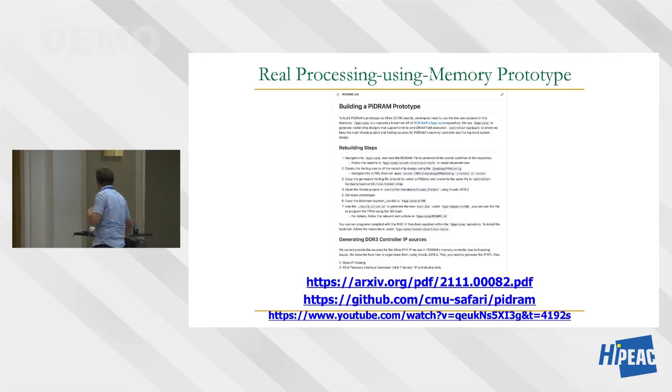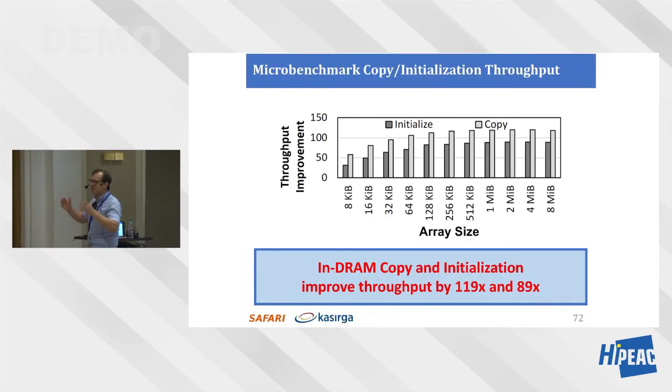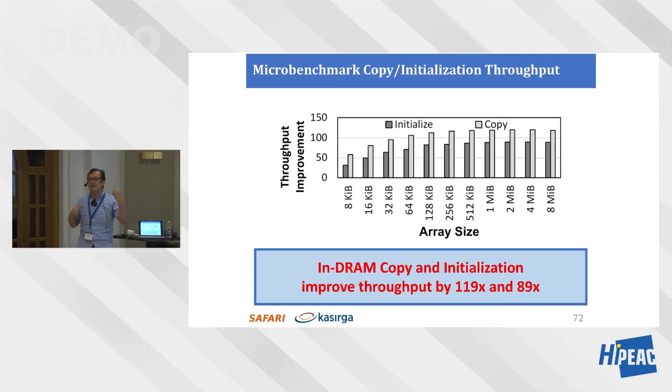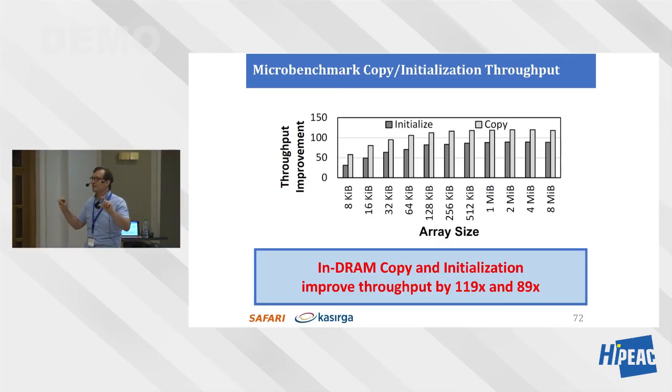It's a little painful. FPGAs are painful in general, but this takes the pain to a higher level because you need to deal with the operating system and the application and everything. And we see significant performance improvements, as you can see. This is the throughput improvement of copy and initialization. And the numbers here are much larger. The reason is that the RISC-V processor that we have in the FPGA has very little tolerance to latency. It's only 50 megahertz.